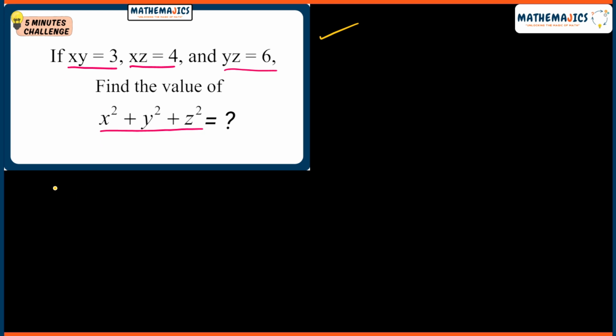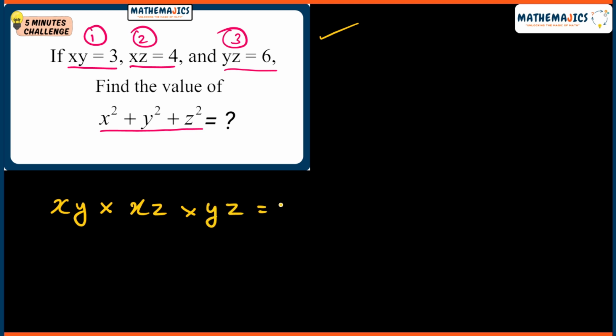My method is I will be multiplying these three equations. This is the first equation, this is the second equation, and this is the third equation. Now, if we multiply these three equations, what will we get? xy times xz times yz. This will give us 3 times 4 times 6, correct?